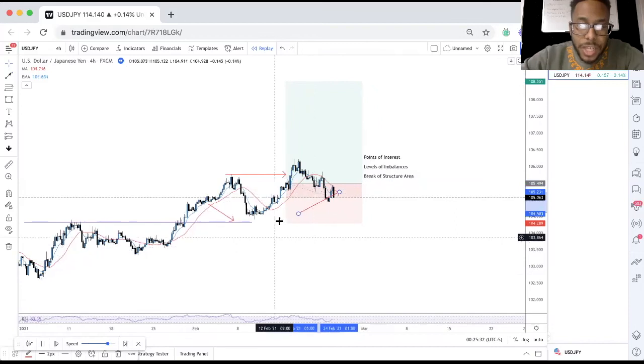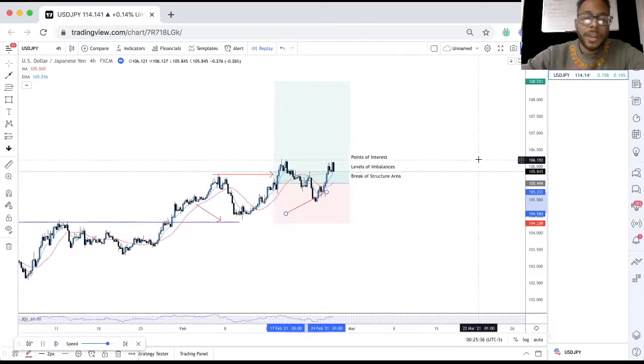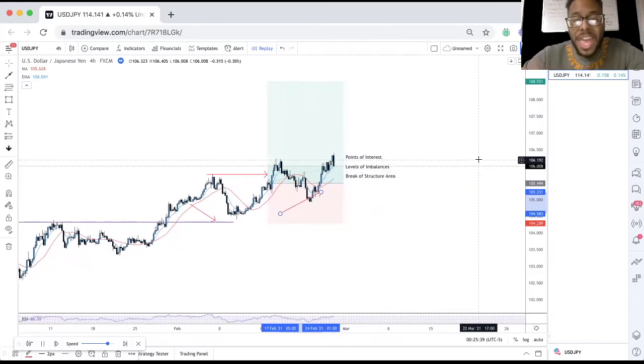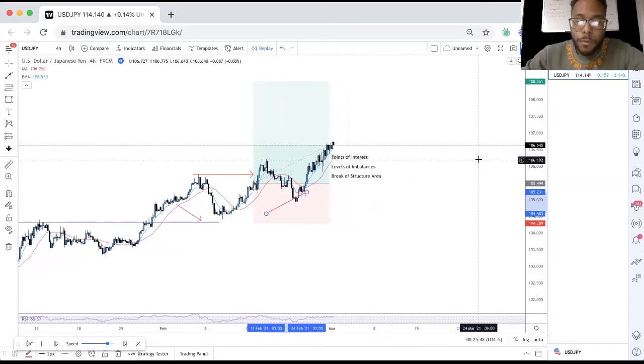So price actually comes to test this point of interest here, and shortly after that starts heading on upward to create its new impulse upward, breaking more structure and creating that order flow that we talked about.